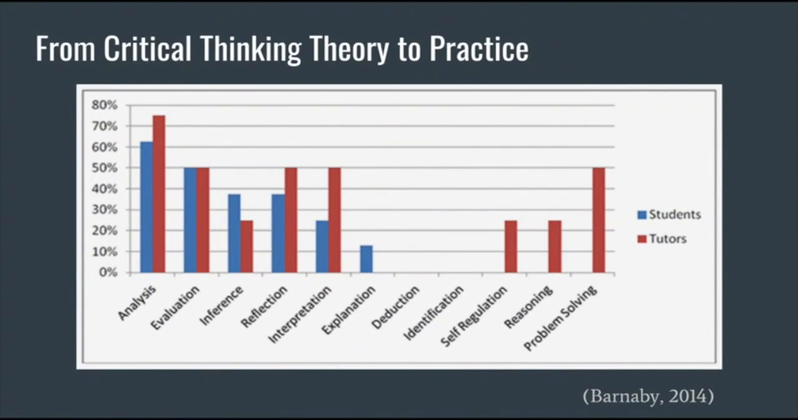And to do that, we're going to look at this study from Barnaby, conducted in 2014, where students and tutors in an educational establishment were all asked to define what they thought critical thinking skills were. So, from right to left, we have problem solving, reasoning, self-regulation, or kind of knowing where boundaries are, perhaps, identification of issues, identification of things that need to be addressed, or identification of things that work, deduction, where A plus B equals AB, and being able to sort of fill in gaps of information in that way.